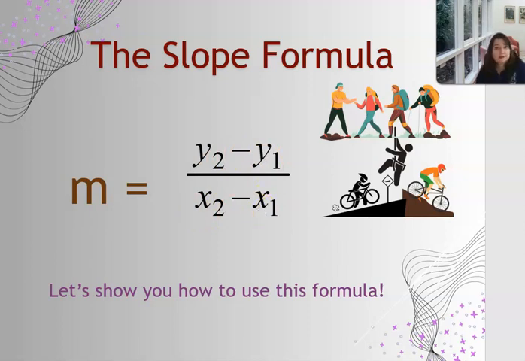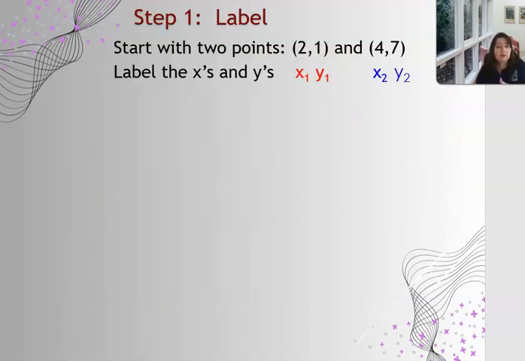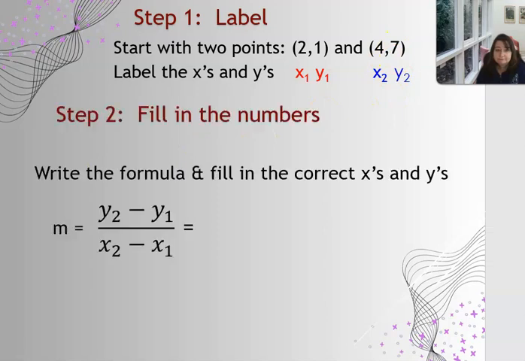So let's take a look at what some steps are. The first thing I would like to see you do is label your points. This is important so that you don't get them confused and mix up your points, because that's a typical error. So we're going to start with calling this x1, this y1, x2, and y2. So once we have that, we want to fill that into the actual equation.